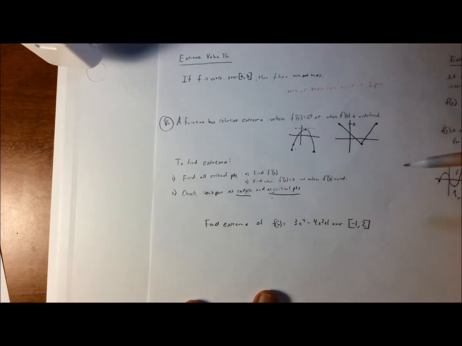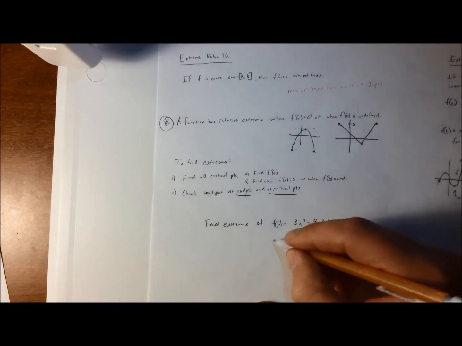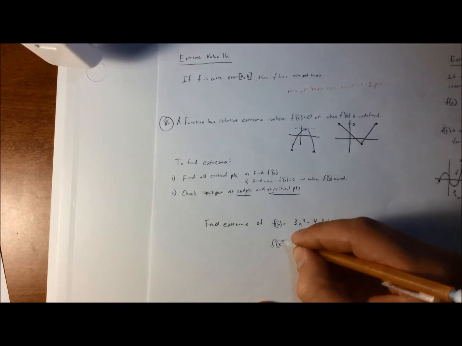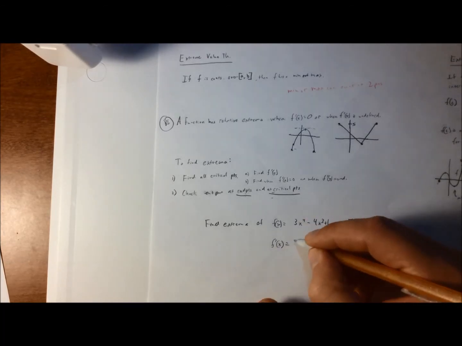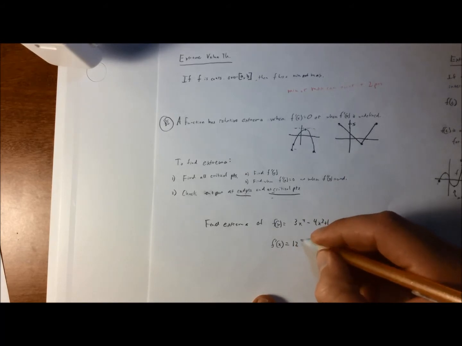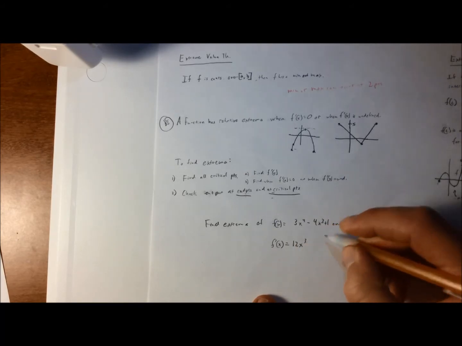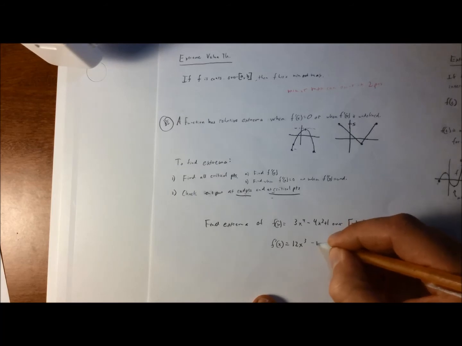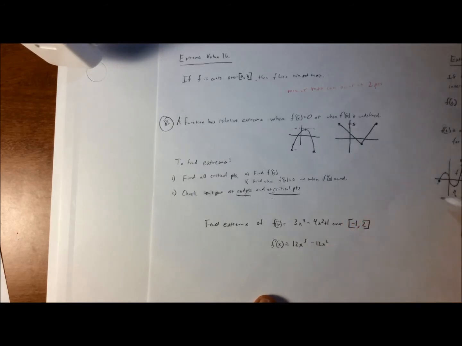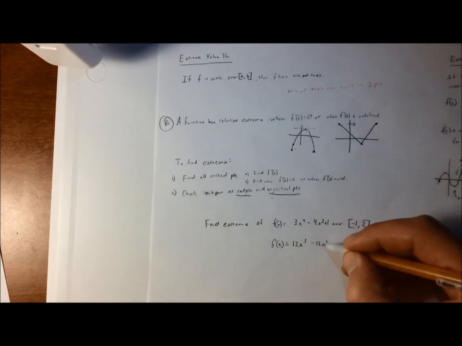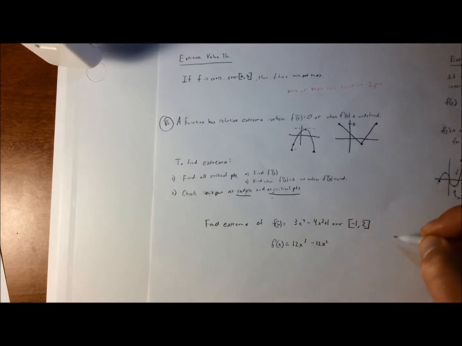So, we've got to do two things. First, we're going to find all the critical points. So we're going to take f prime of x, and we're going to get 12x cubed minus 12x squared. The derivative of 1 is nothing. And we're going to find when this is 0 or undefined.